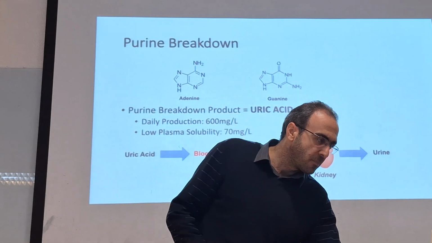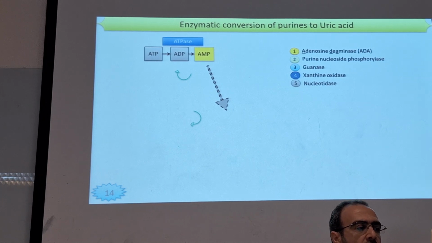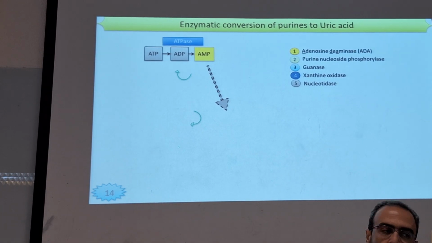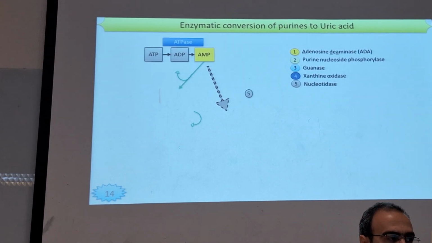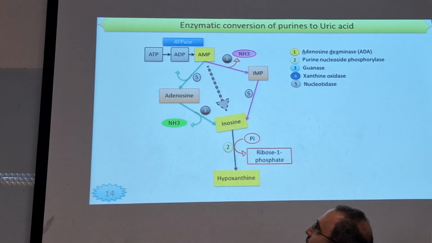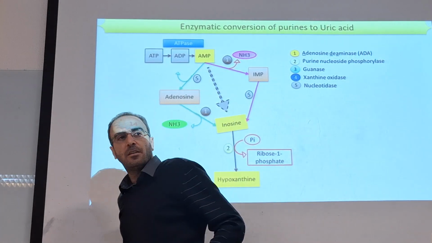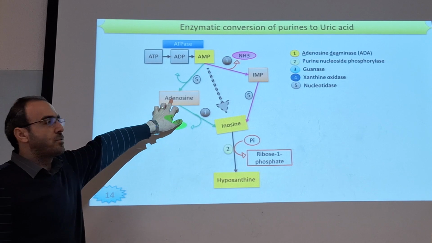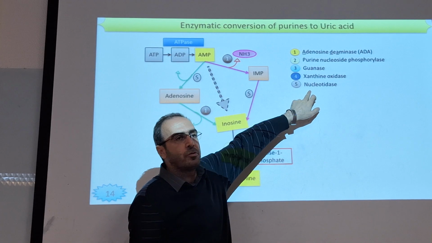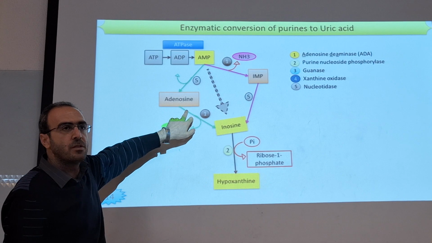What happens? If you look at that, we have ATP, ADP, AMP, it doesn't matter. If we remove the phosphate group, finally we have AMP. Then this AMP can go through two pathways. One of them, first we can remove what? Phosphate, and it produces adenosine. When we remove phosphate, by which enzyme? Nucleotidase. Nucleotidase removes phosphate, and AMP converts to adenosine.